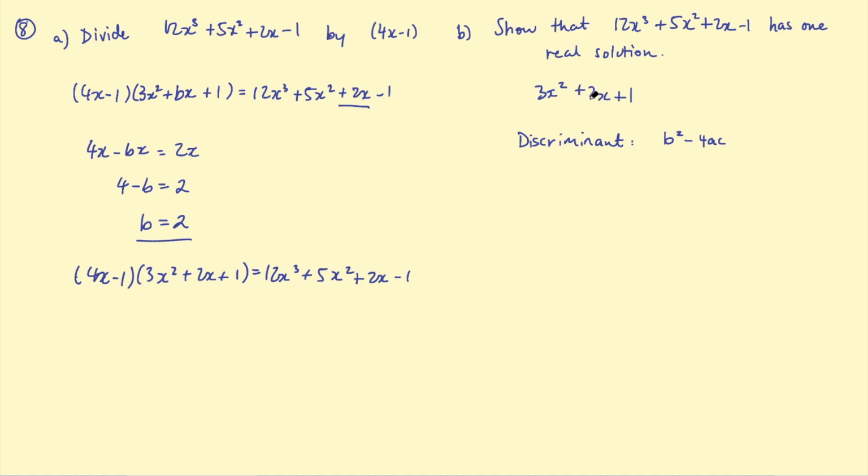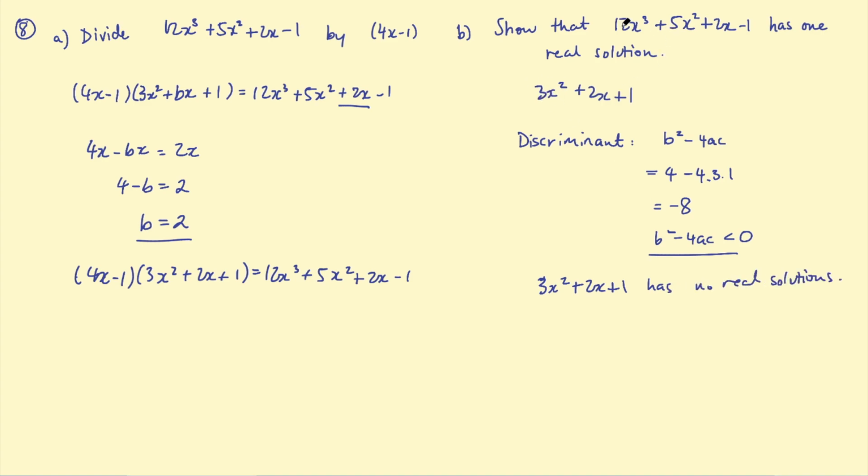Well, let's plug in the numbers. So b is 2, so we get 4 take 4 times a is 3, c is plus 1. What would this be? This would be 4 take 12, that's negative 8. That's less than 0, so we can say that b squared take 4ac, the discriminant, is less than 0. Do you remember what that means? That means that that quadratic has no real solutions. Let's write that down then. So 3x squared plus 2x plus 1 has no real solutions.